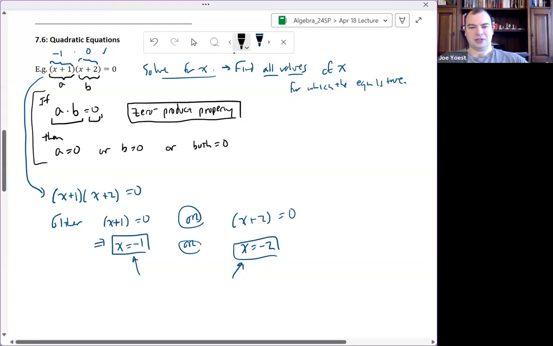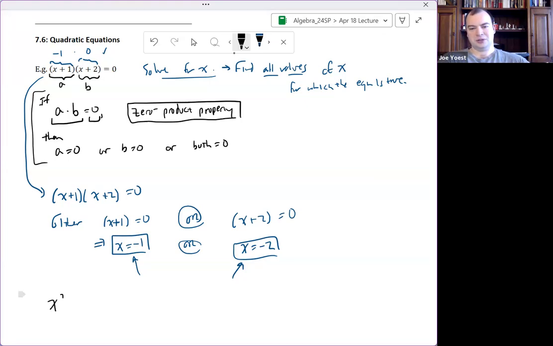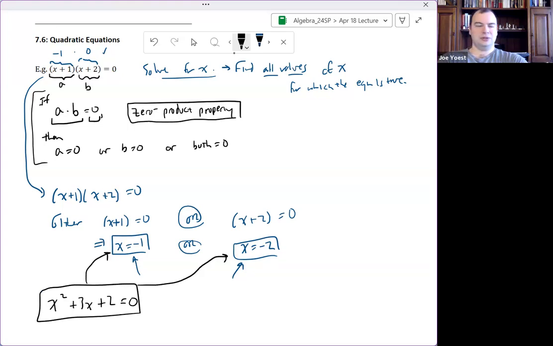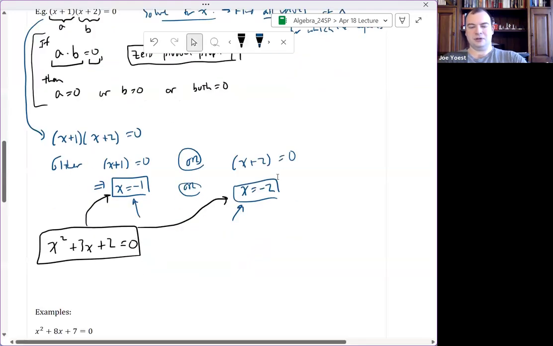I could imagine asking basically the same question in another form. If I multiplied out x plus 1 times x plus 2, I get x squared. My outer gives me 2x, and my inner gives me plus another x, so plus 3x. My last gives me plus 2 equals 0. The solutions to this equation are x equals -1 and x equals -2.